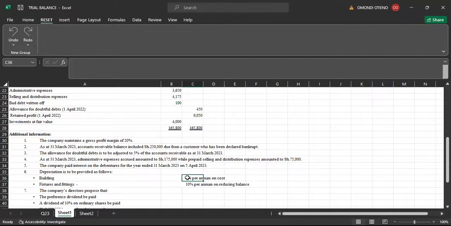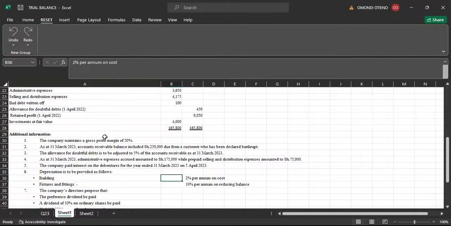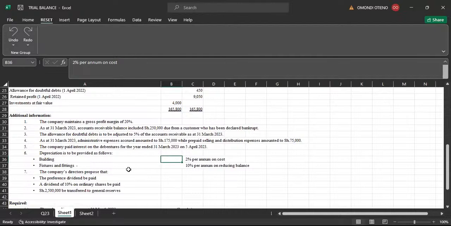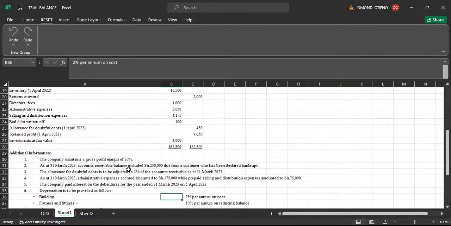Now, let us look at it from this particular point. The first thing that I want us to do is to get the value of inventory as at 31st of March 2023. The value of inventory. So they purchase some goods.